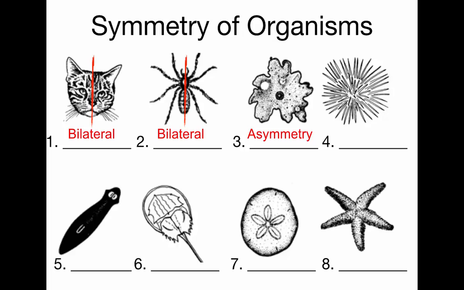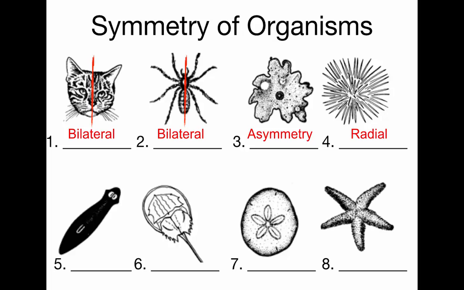Not a ball. Close. Not an anemone, but you're on the right track. A sea urchin. It has radial symmetry. Those spikes that come off of it are arranged in a circular pattern. Okay? And so that's an example of radial symmetry.